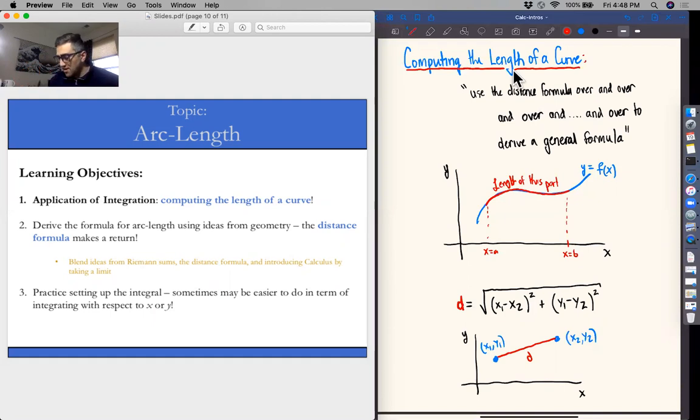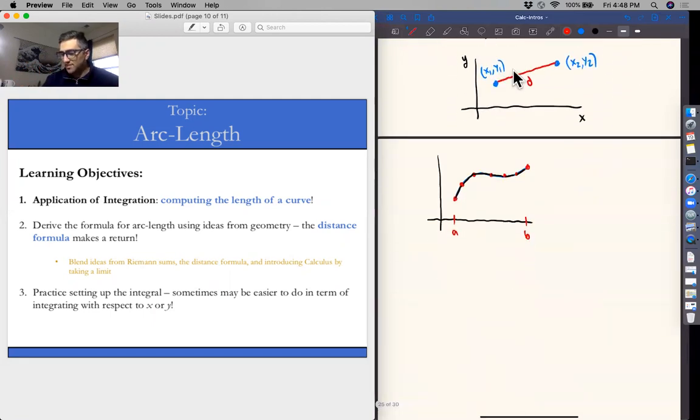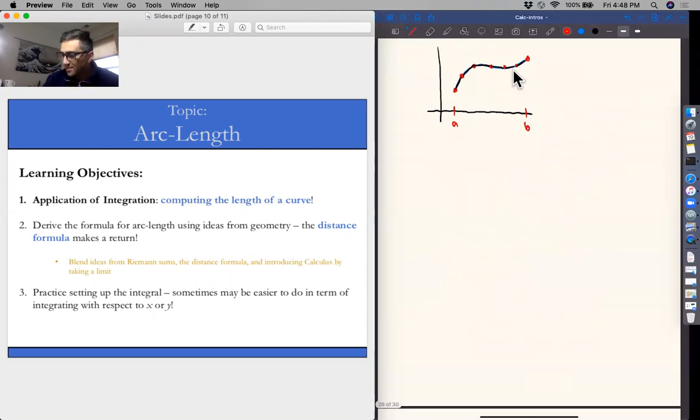But what I want to do here is give us a little bit of a spoiler and tell us what the arc length formula is, and then apply that to a problem together.